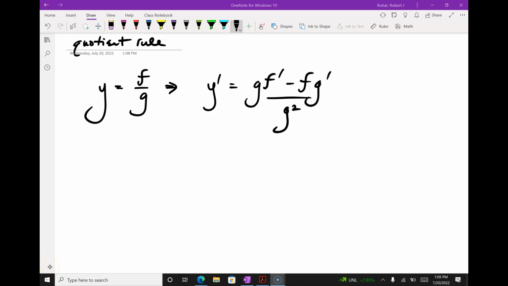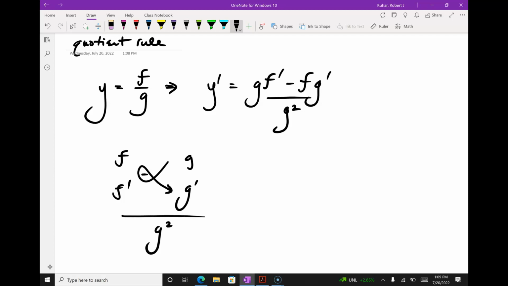Okay, here we go with the quotient rule. I don't have the formula memorized as much as I have my loop memorized, right? F prime, G prime, and then with the negative, right? And then I also like to put the over G squared over here. I want to think about this as over G squared.